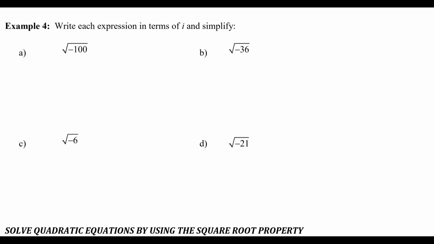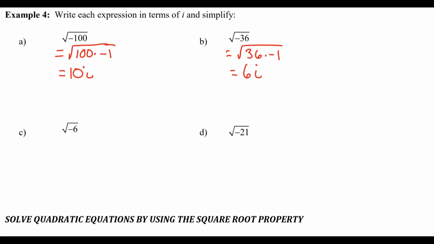So I know that for the square root of -100, let's go ahead and rewrite this as 100 times a -1. Well, the square root of 100 is 10. The square root of -1 is i. So I get 10i. Same thing happens with the square root of -36. That's 36 times a -1. The square root of 36 is 6, and the square root of -1 is i.